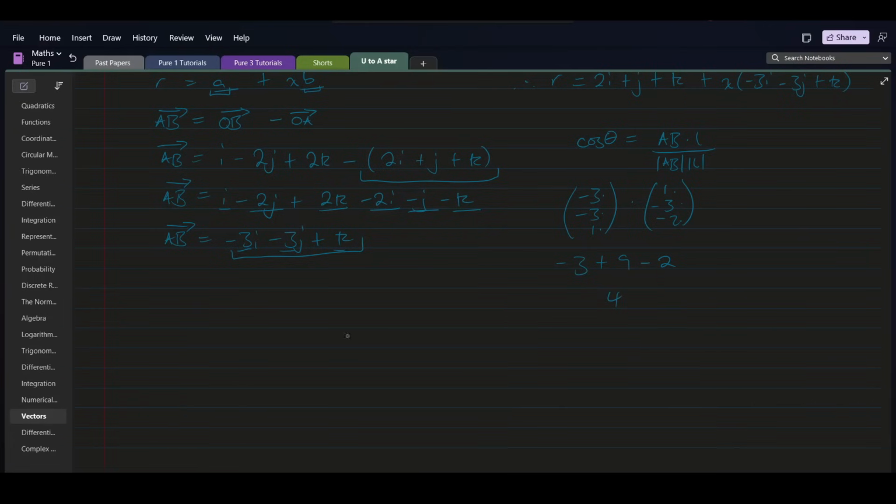Okay, so the dot product is equal to 6, and now we need to find the moduli of AB and L.